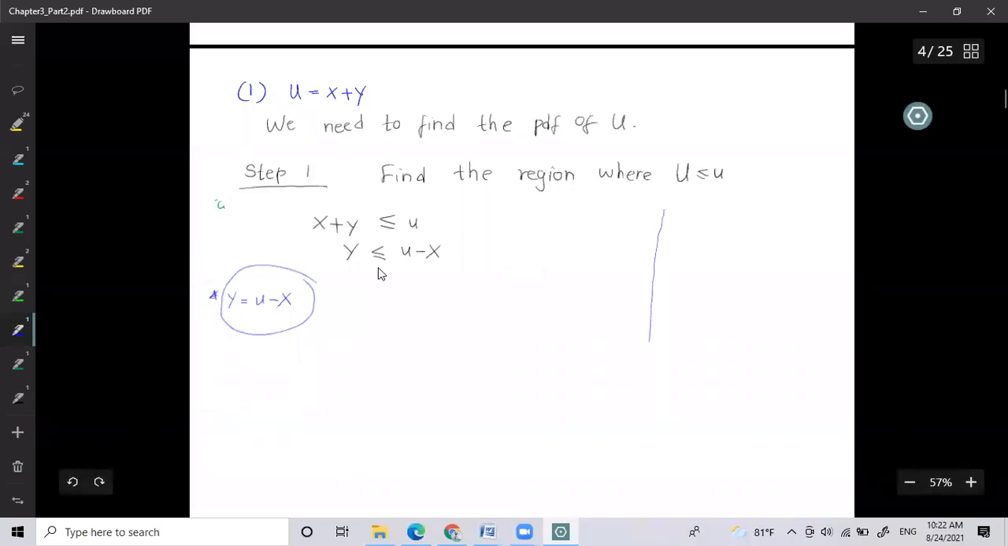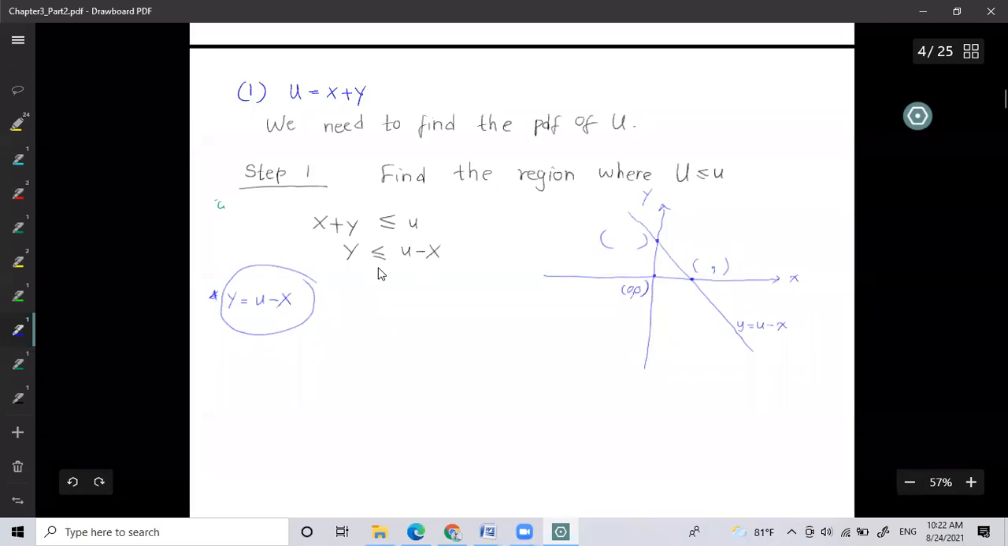If you draw the XY coordinates, here's our origin. When you have a negative slope, you have the line going like this, with a positive Y-intercept. So this is the line Y equals u minus X. Now can you find the coordinates of these two points? You have the origin 0, 0.